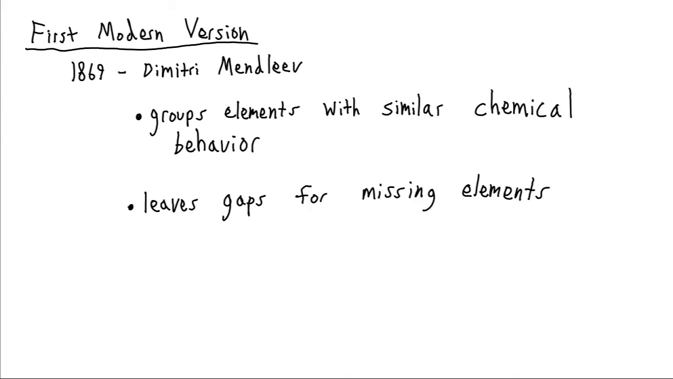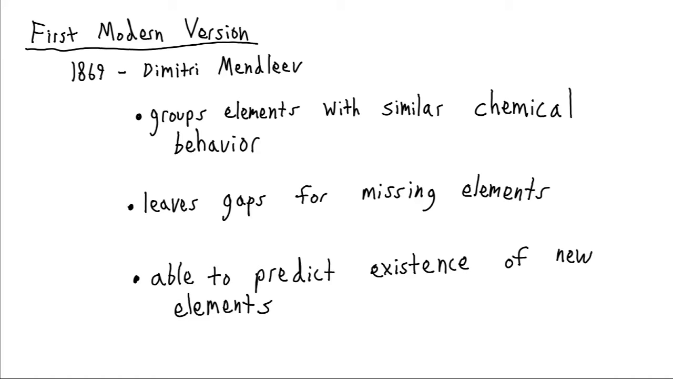Something else he does is he leaves gaps for missing elements. So if there's an element that should have chemical behavior similar to the ones above it or below it, but there's not one discovered that fits that category, he assumes that there's something in between the neighboring elements that still needs to be found. What's really great about that is that he is then able to predict the existence of those missing elements, which is much more powerful than simply being able to list the elements which are known.